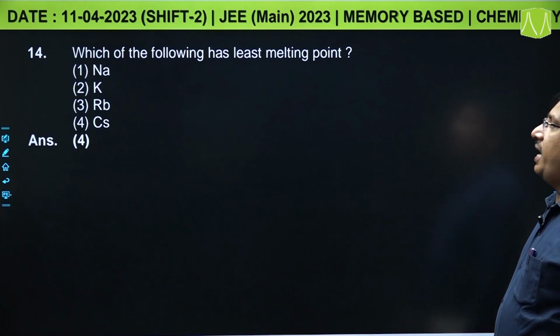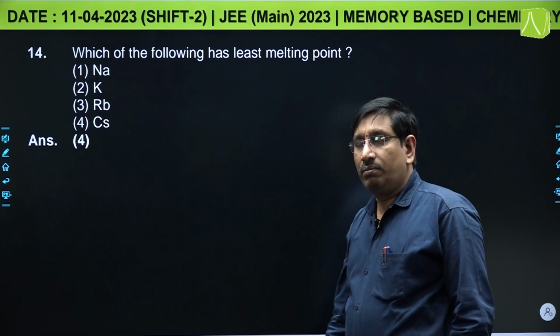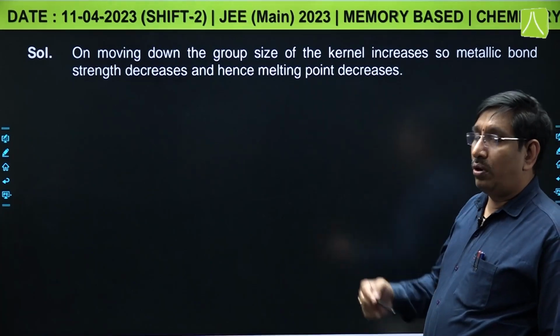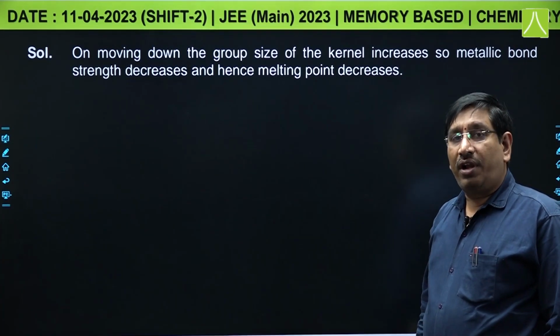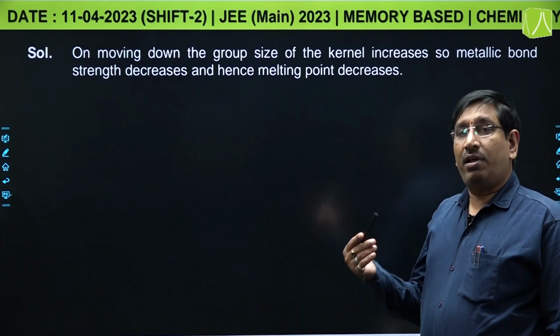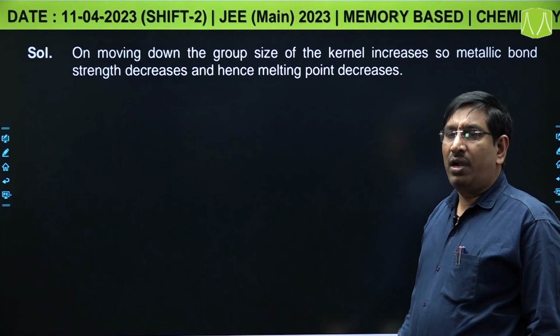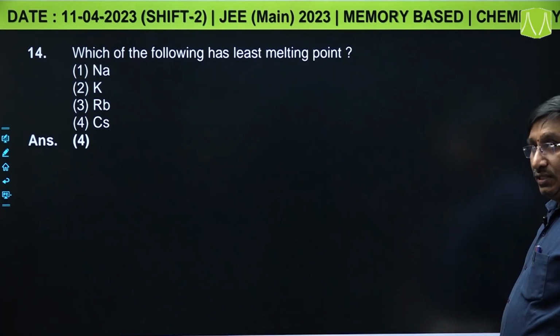Which of the following has the least melting point? Sodium, potassium, rubidium, cesium are alkali metals, and in the alkali metals from top to bottom, as the size of the kernel increases, metallic bond strength decreases. As the metallic bond strength decreases, the melting point also decreases. So the least melting point is for cesium.